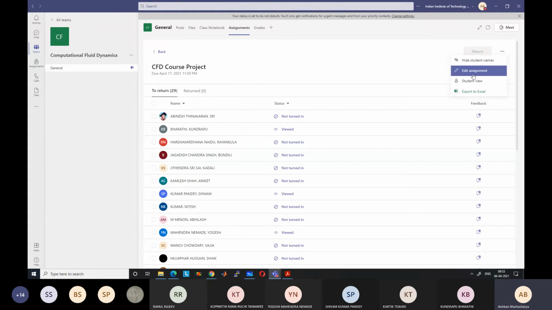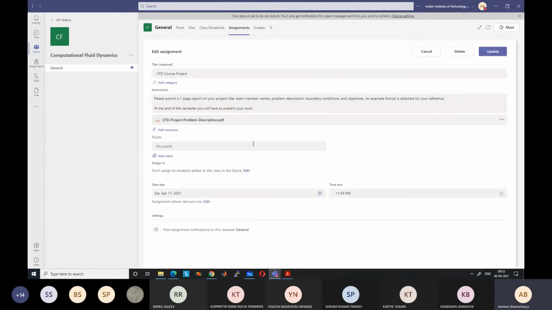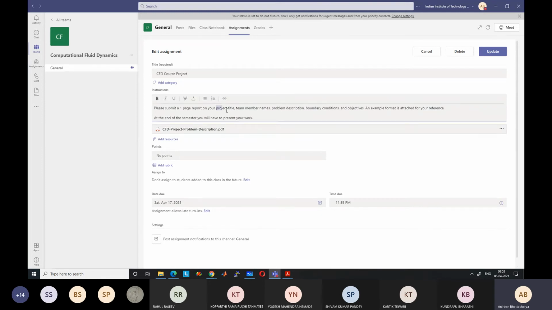If you go there, you will see that I have attached a 1-page description as an example. Please submit a 1-page report on your project title. It should outline the project title, who the team members are, and the problem description, what problem you are trying to solve, so you should show a domain. I will show you an example. What are the boundary conditions, and what are you trying to achieve, what are the objectives.